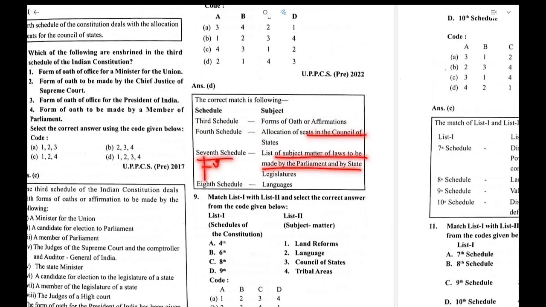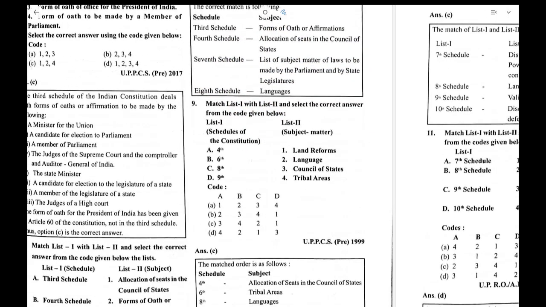3 टाइप की लिस्ट होती है, यूनियन लिस्ट, स्टेट लिस्ट एंड कॉन्करेंट लिस्ट. यूनियन लिस्ट के अंदर में यूनियन कैन मेक लॉज और सेंट्रल गवर्नमेंट कैन मेक लॉज. स्टेट लिस्ट में जो भी सब्जेक्ट्स है, द स्टेट गवर्नमेंट कैन मेक लॉज, वेयर एज कॉन्करेंट लिस्ट में बोथ स्टेट एंड सेंटर कैन मेक लॉ. बट दोनों ने अगर एक ही चीज़ पे लॉ बनाया तो सेंटर का लॉ प्रिवेल करता है ओवर द स्टेट्स लॉ. फोर्थ शेड्यूल काउंसिल ऑफ स्टेट.